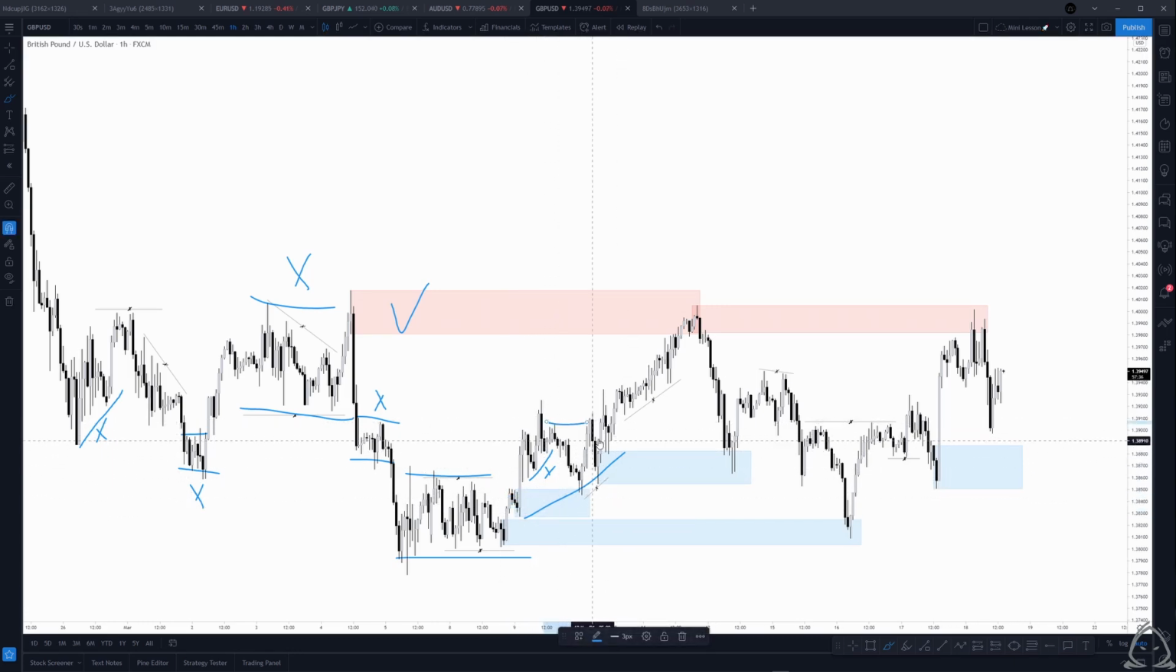We break this structure just barely. We create a demand zone here. We tap into it. We run away. Here's another mitigation. And what we can see, if we just draw a trendline mitigation liquidity, we then come down and tap into this demand zone, which is yet to be tapped into. As we can see, price just missed it right here. We have a little bit of imbalance.